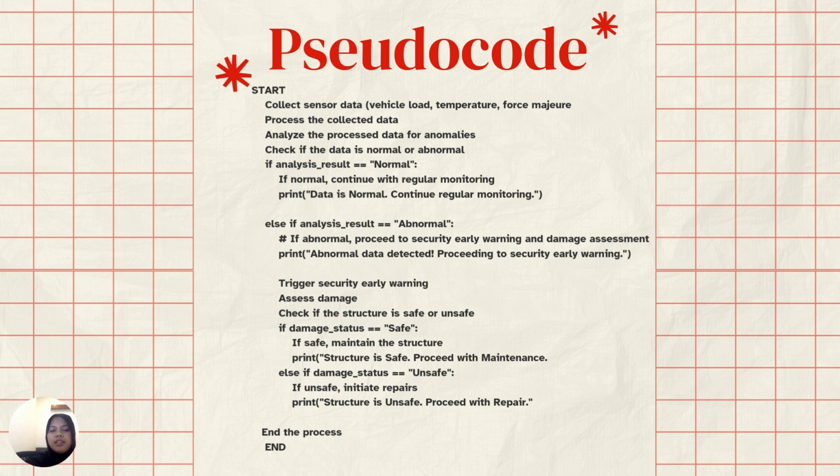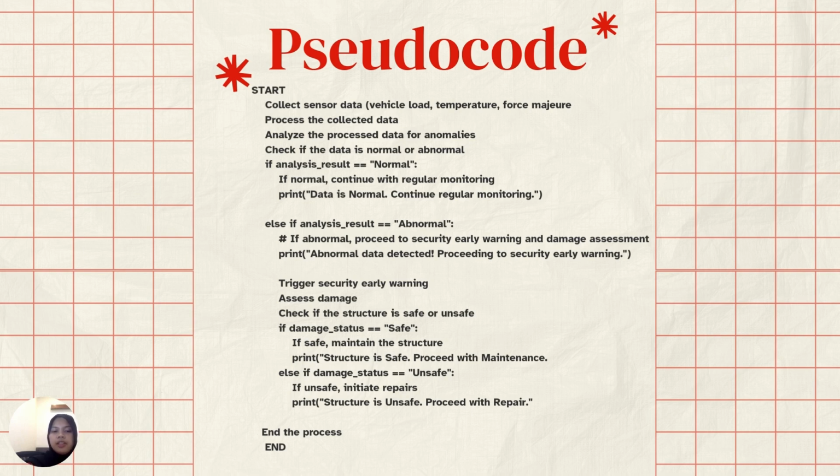So here is the pseudocode for the flowchart. We begin with the start, then collect the sensor's data, process the collected data, and then analyze the processed data for anomalies. Check if the data is normal or abnormal, and if the analysis result is normal, then we can continue with regular monitoring. Else, if the analysis result is abnormal, then proceed to security early warning and damage assessment.